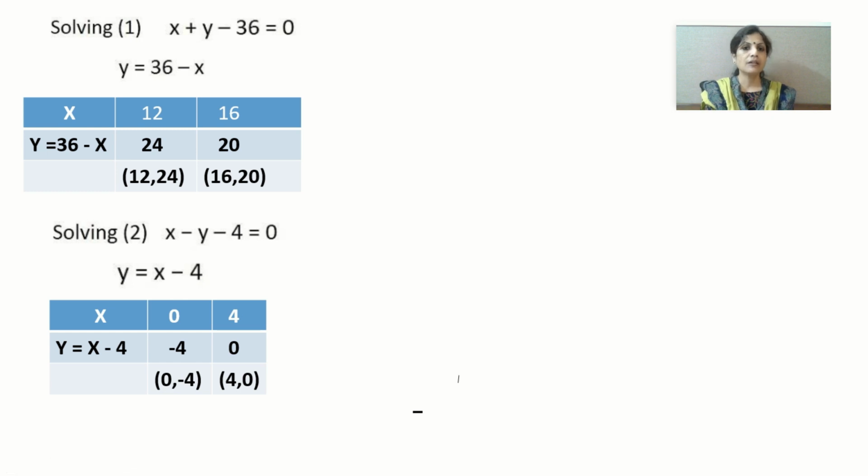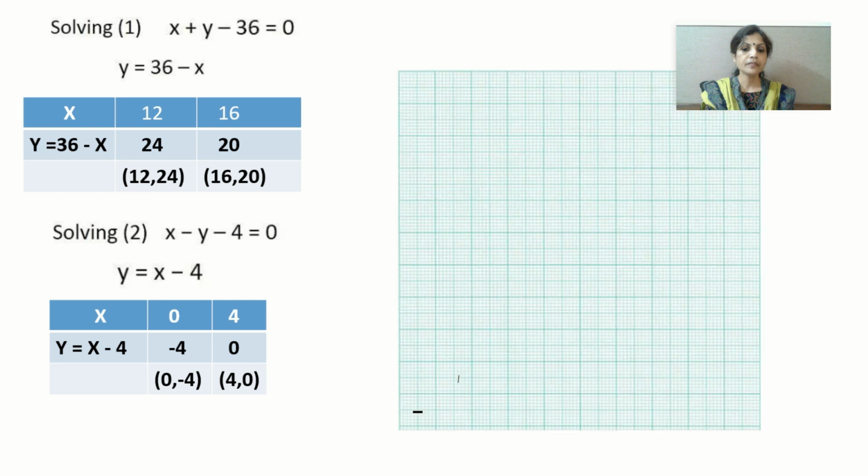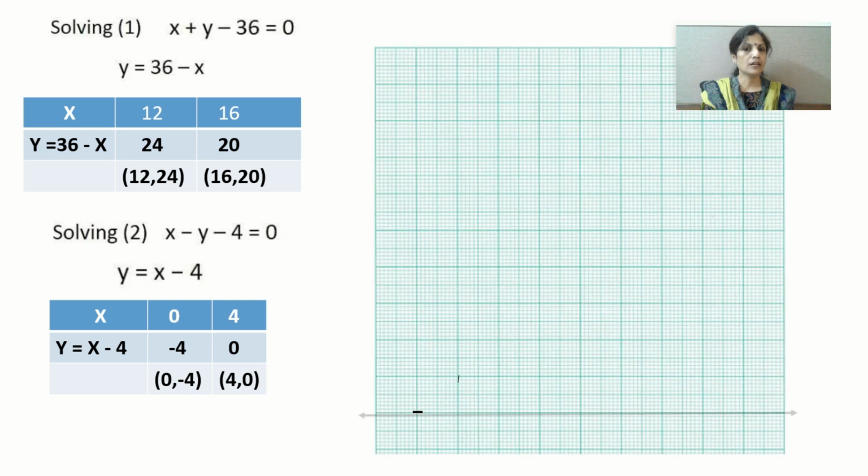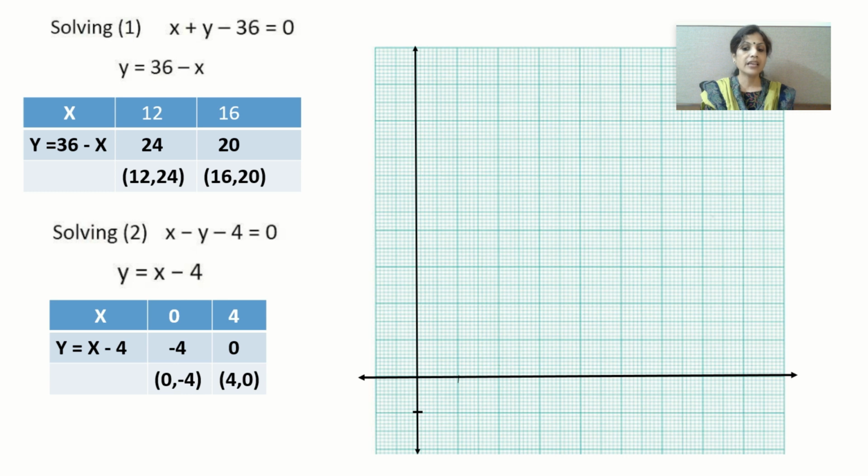Now let's start plotting these points. Now when you are plotting these points on the graph, please make sure that the scale cannot be 1, 2, 3, 4, 5 and 6. It's because if you see these coordinates, we have our first coordinate as (12, 24).